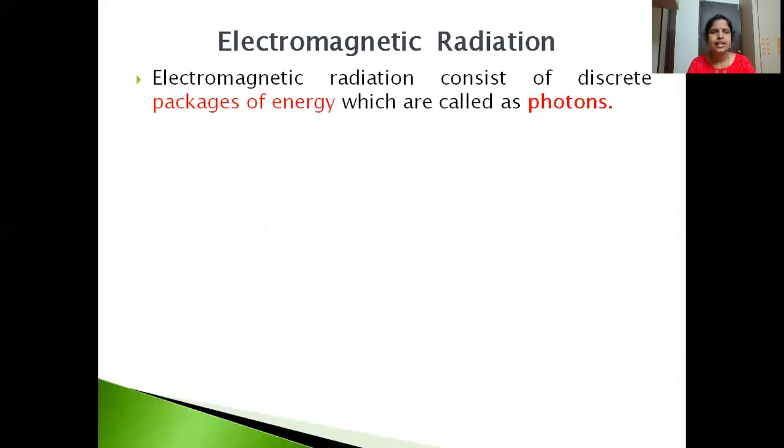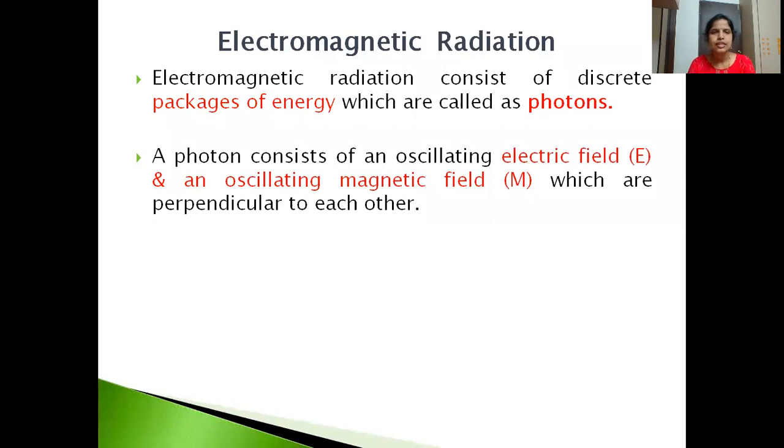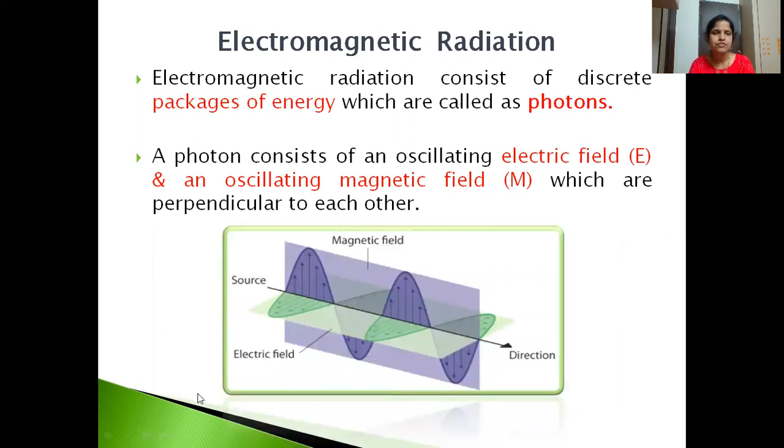As we know, light propagates in the form of a wave, and it consists of discrete packages of energy which are called photons. This wave, the light wave which is propagating, consists of both an electric field and a magnetic field, and these are perpendicular to each other. You can see the magnetic field in purple color and the electric field shown in green color. They will always be perpendicular to each other.